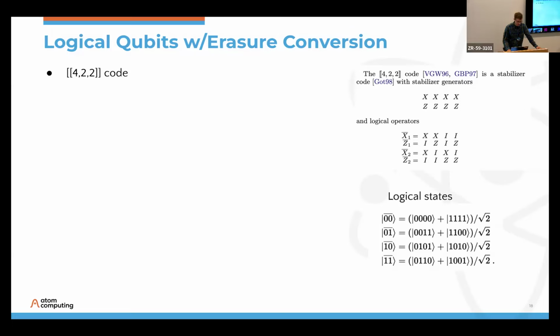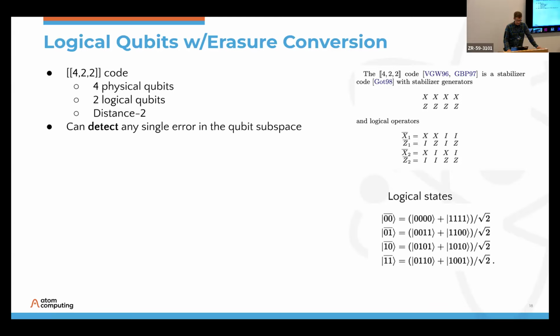Here's a really simple code, 4-2-2. What these numbers mean is 4 physical qubits to encode 2 logical qubits. It's also the smallest instance of a toric code, which is essentially the surface code on a torus instead of a surface with edges. The final 2 means it's distance 2, which is how far apart the code words are from each other. You would need to flip 2 qubits to take it from one code state to another. So it can detect any single qubit error in the qubit subspace.